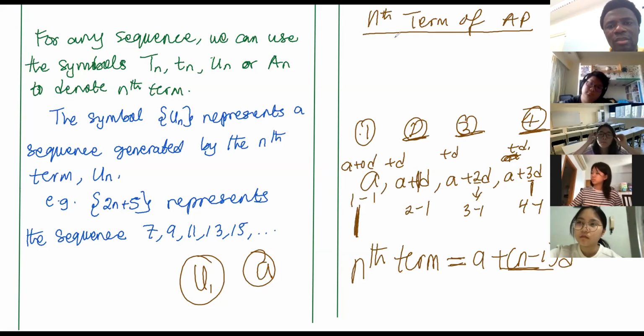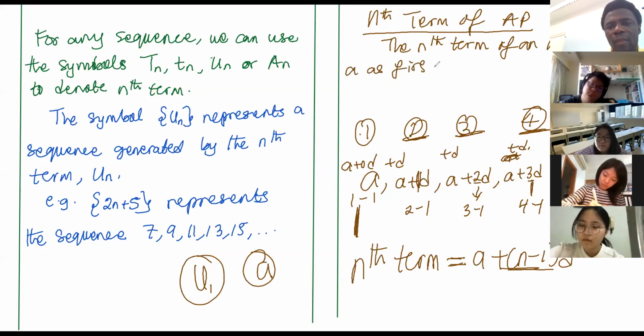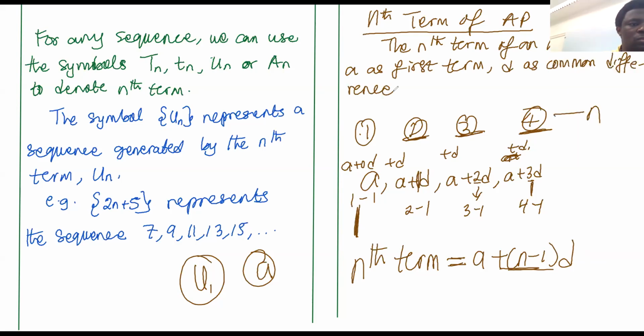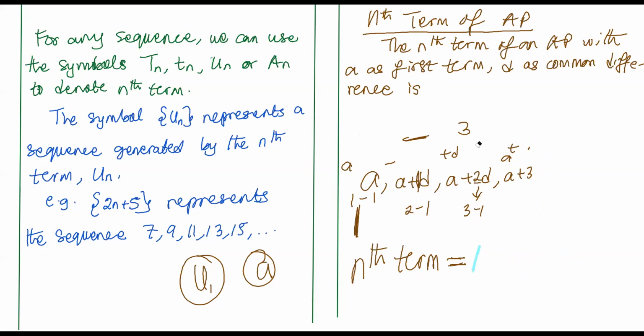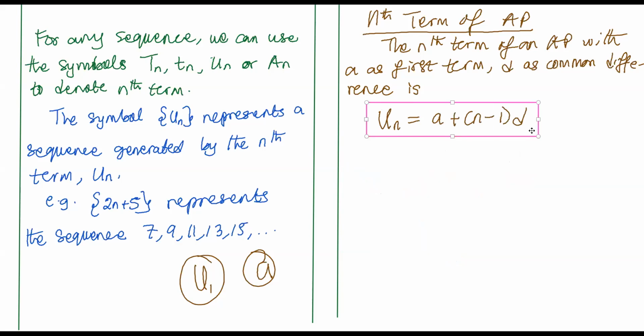So the nth term of an AP, with A as first term and D as common difference, is Un equals A plus n minus 1 into D. Okay, so let's take note of that. So this is the nth term of our AP.